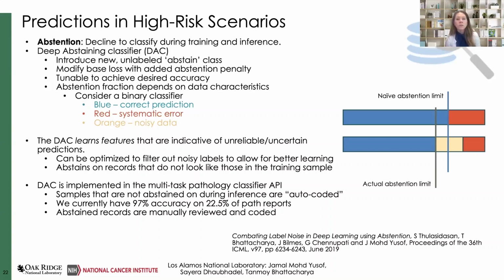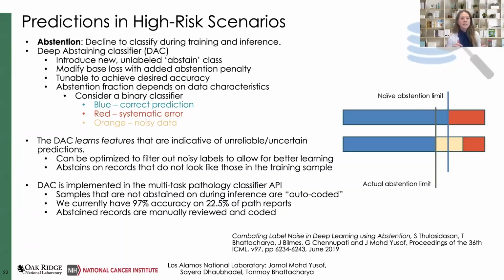And so in order to handle that problem, we've worked with Los Alamos National Laboratory, and they've developed what is called the deep abstaining classifier. Abstention essentially means that you are declining to classify during training and inference. So when you are predicting on that record, if it is not of high quality, rather than predicting a type of cancer, you predict to abstain on that prediction, and that report can be manually reviewed.